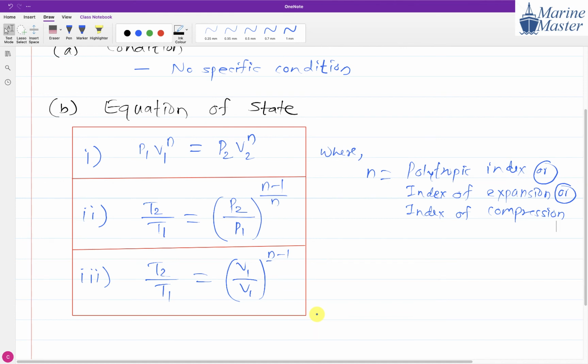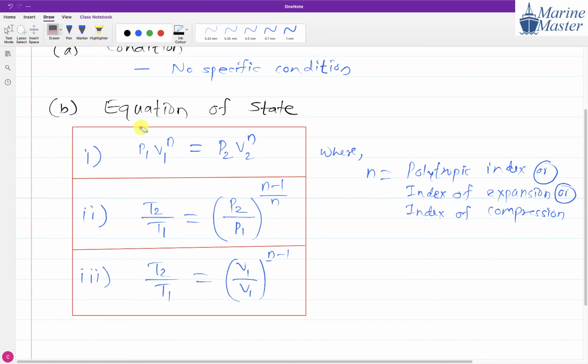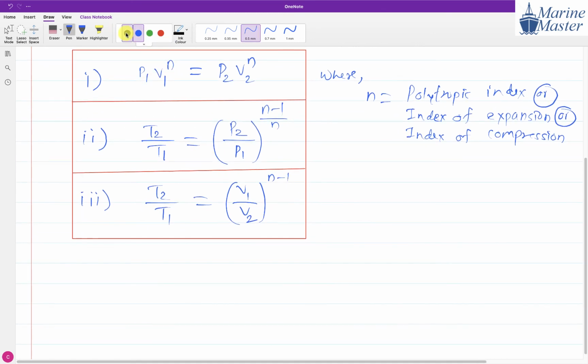So T2 by T1 is equal to V1 by V2. Yes, I made a mistake here, so here V1 by V2. Now what will be our C point? PV diagram.